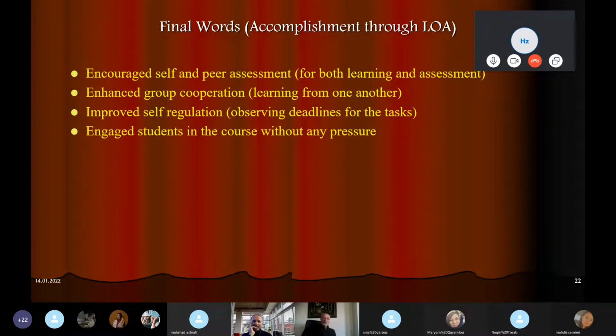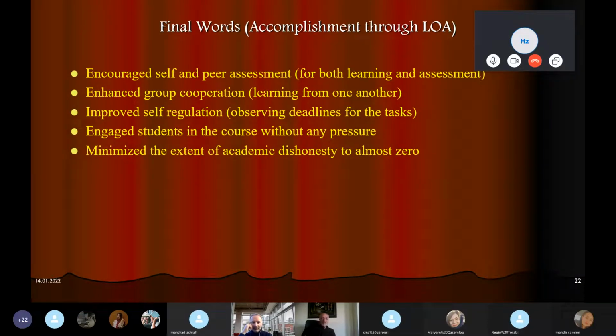Engage students in the course without any pressure. I never ask them, did you read the materials? Why didn't you read the materials? Because I am sure if they do not read the materials, they cannot make TPQs or thought-provoking questions. They cannot talk about the reflective essay. They cannot do self-assessment. That is why I take it for granted that they all study.